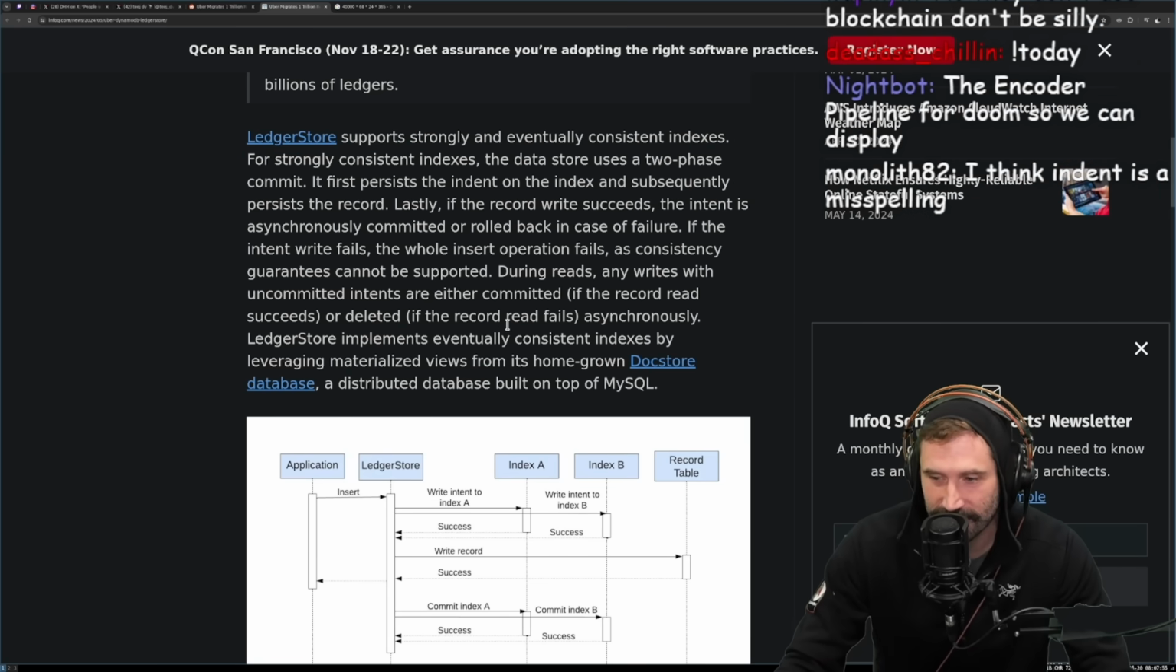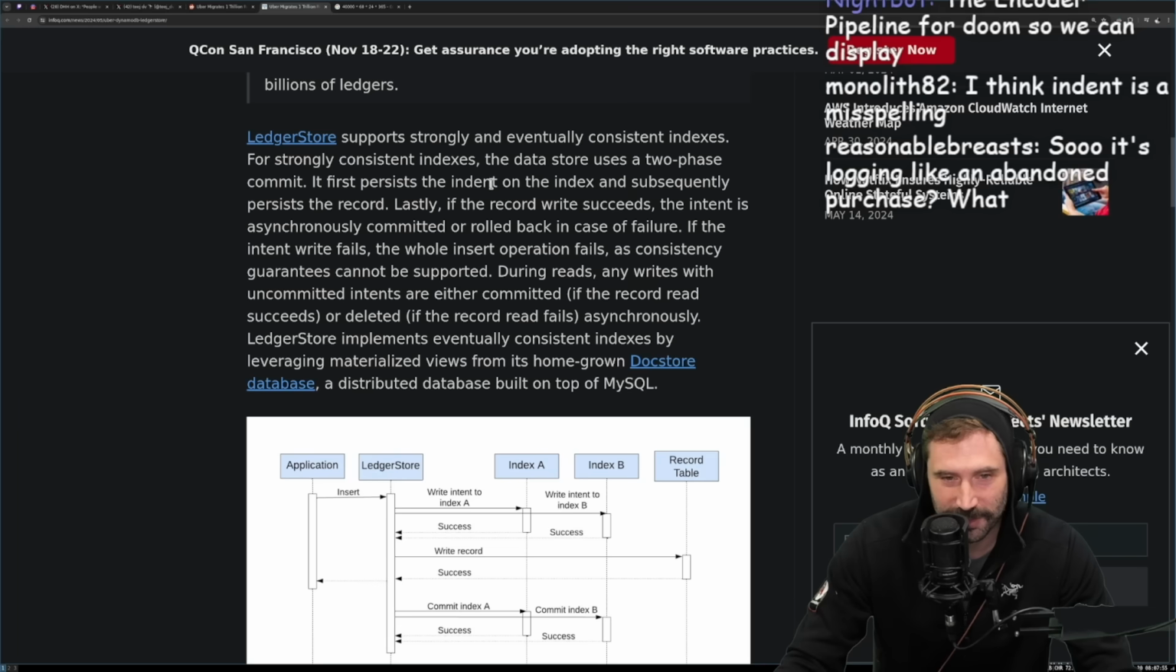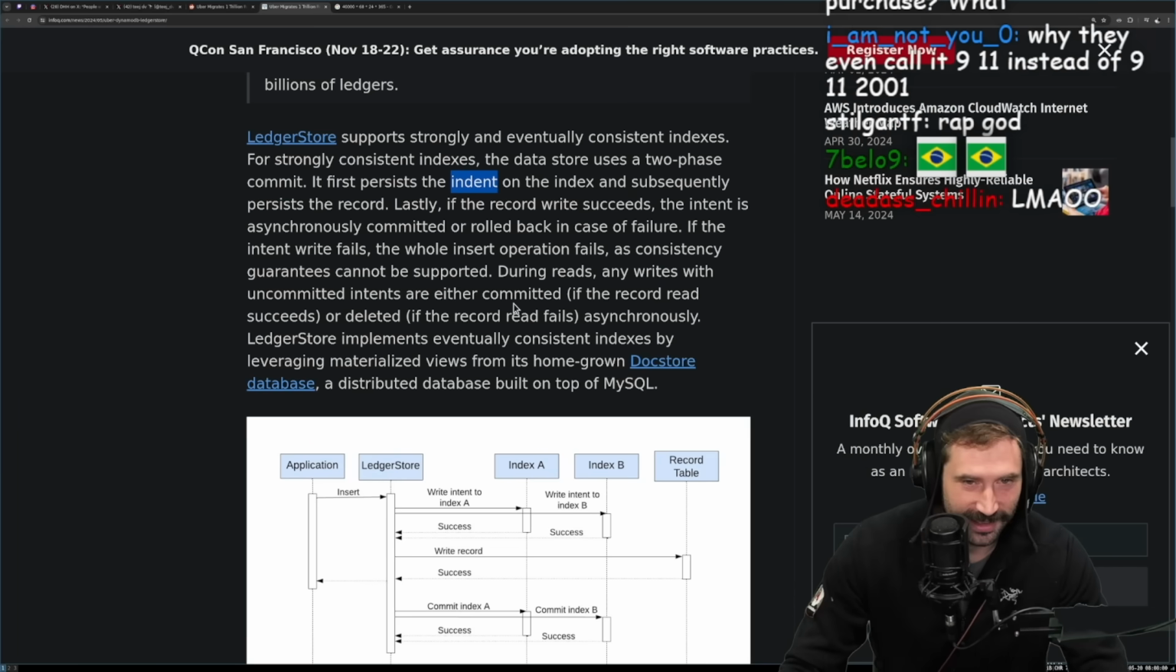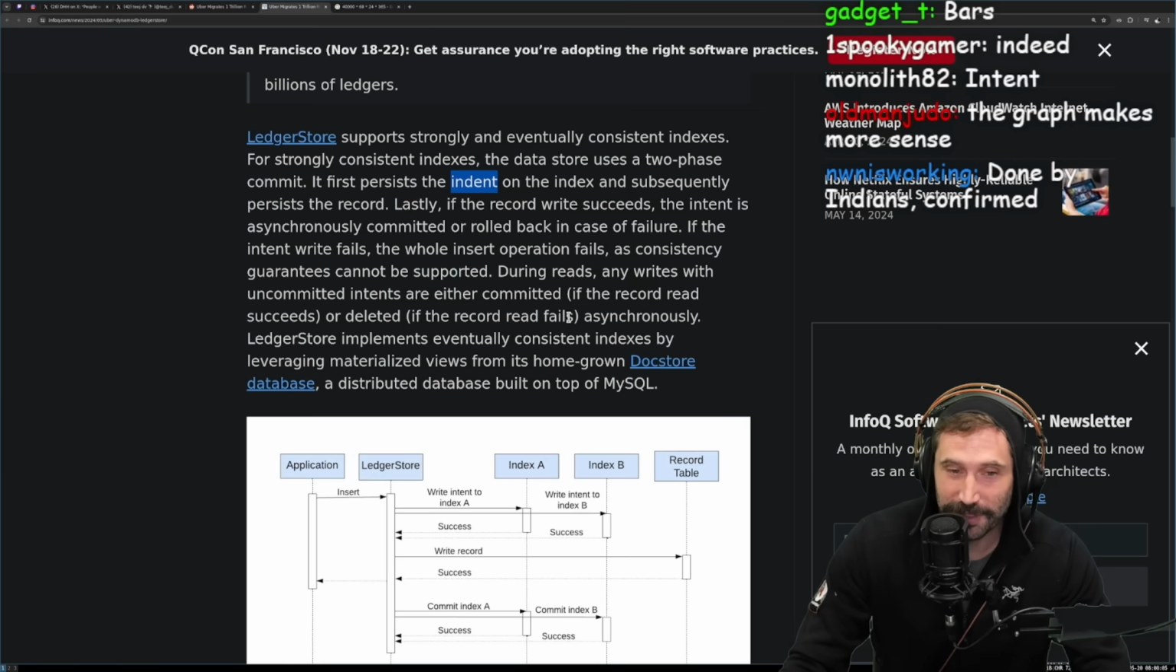There's a lot of words in that one sentence. I think indent is misspelled. Are you sure? Because I'm trying to figure out what it is, and I'm not going to lie to you, I don't really know what's happening here. Okay, I don't know what an indent is, but I'm starting to feel like I'm playing Halo.